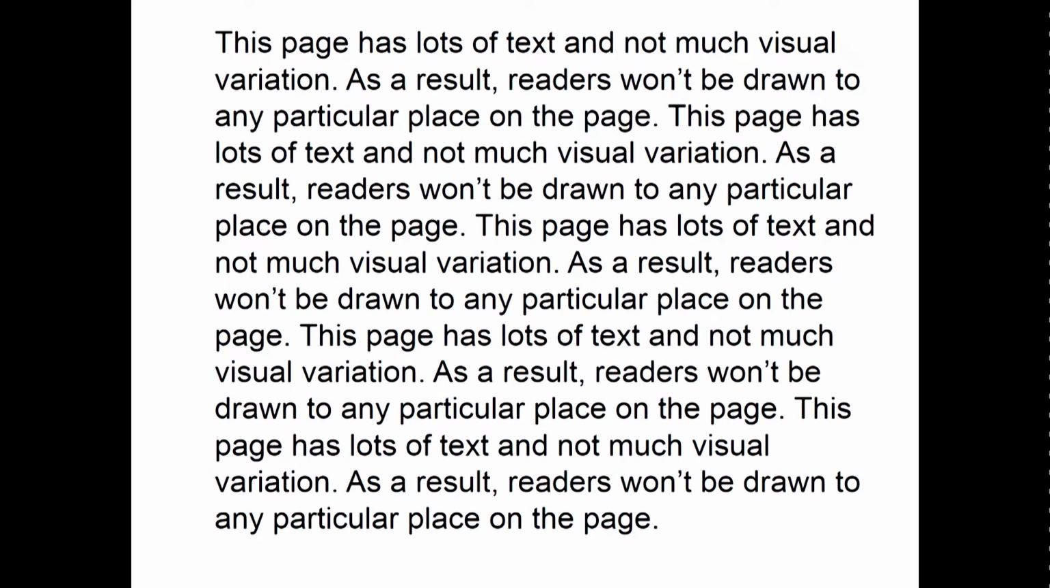Whenever we look at the background or foreground, noise is an important factor. What is the noise? This page, for example, has a lot of text and not much visual variation. As a result, readers won't be able to draw any particular place on the page. The whole thing is repeated. So, there is not much variation, and the reader is not going to get anything particular out of it. If you want the reader to focus on something, then there has to be a contrast, right.